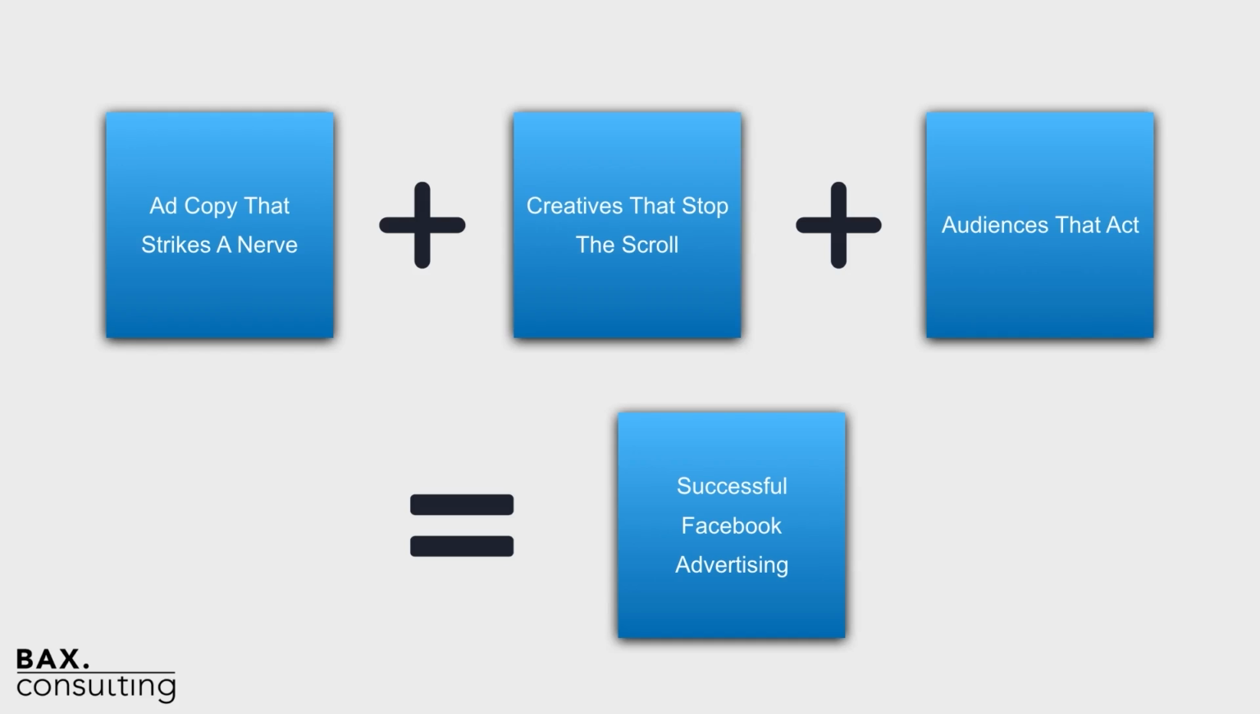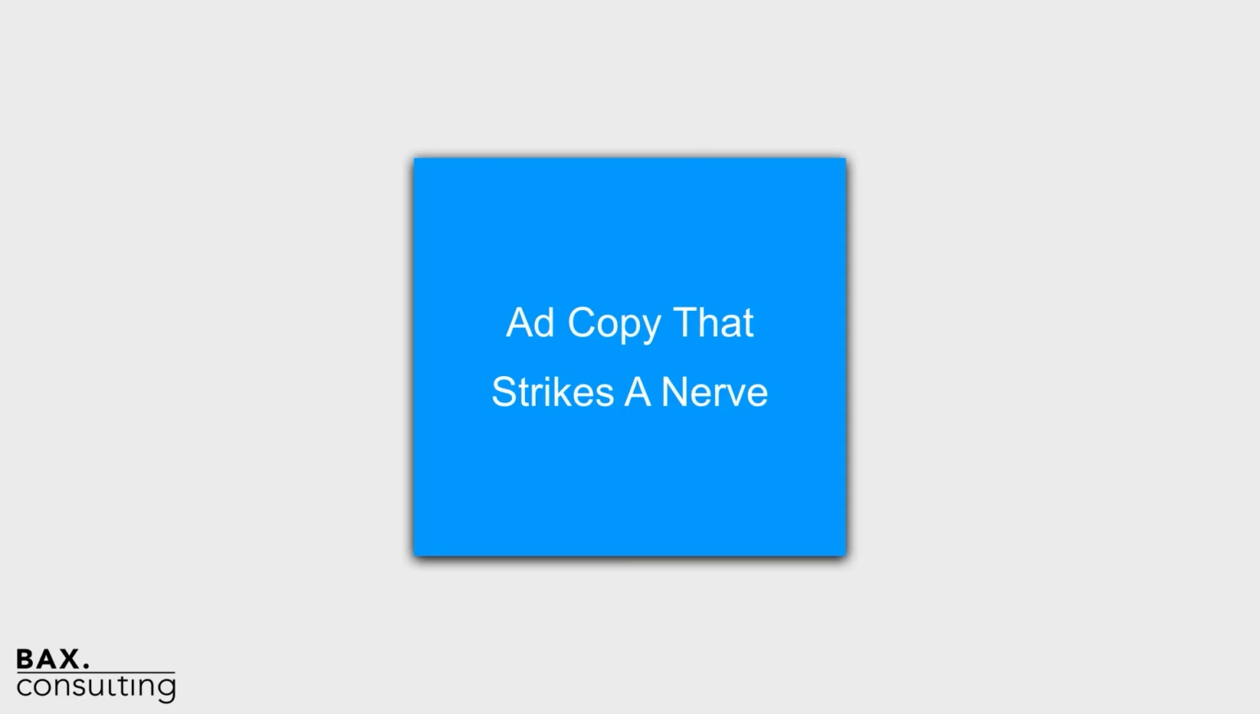So obviously each section of that, ad copy that strikes a nerve, creatives that stop the scroll, and audiences that act, goes a lot more granular. And as I say, I'm not about providing hollow value. So I want to break down each section and really show you just how important it is to get these things on point and how you can actually go about leveraging these things to the highest level. So let's get kick-started with ad copy that strikes a nerve.